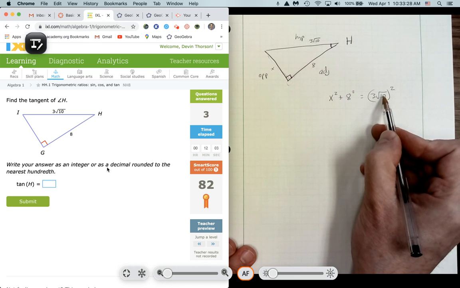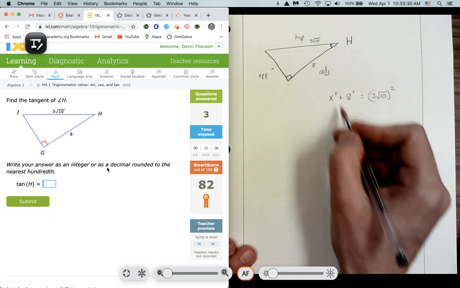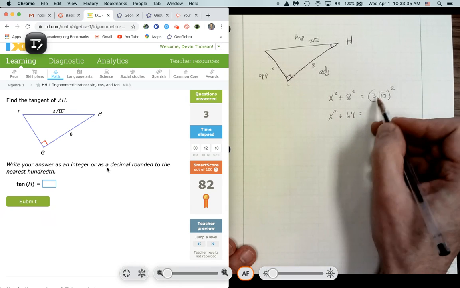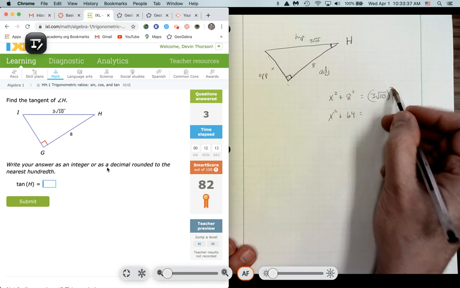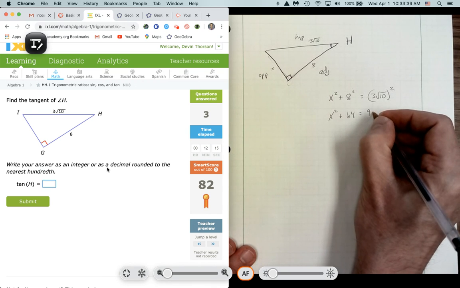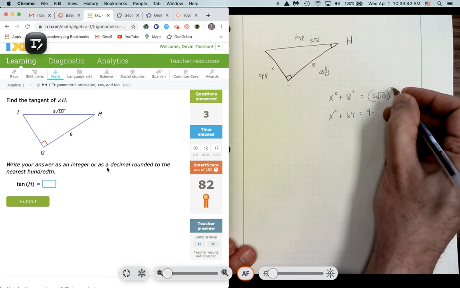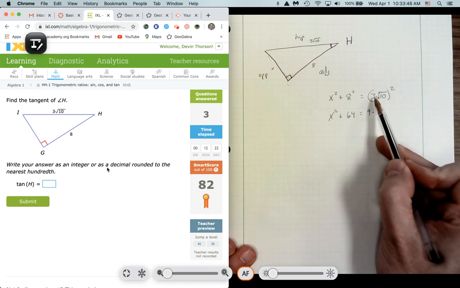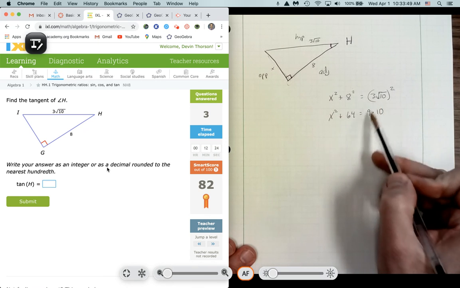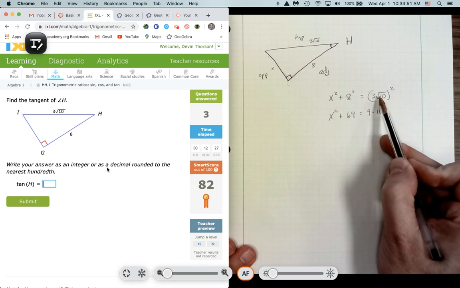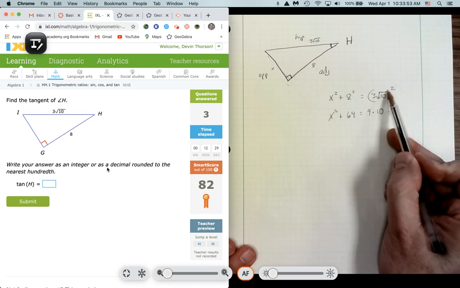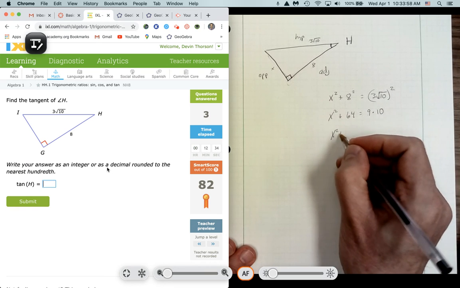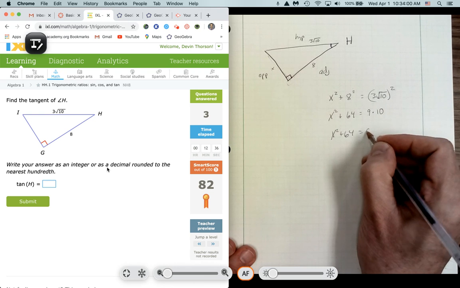I want to make sure I do this one so you can see how to square this here. But first, x squared plus 8 squared is 64. The way I do this is 3 squared is 9 times the square root of 10 squared. The square root and the square cancel, so it leaves a 10. So I did actually square the number on the outside of the square root, but I didn't square the number on the inside because the square root cancels that squared. So I get 9 times 10, or x squared plus 64 equals 90.